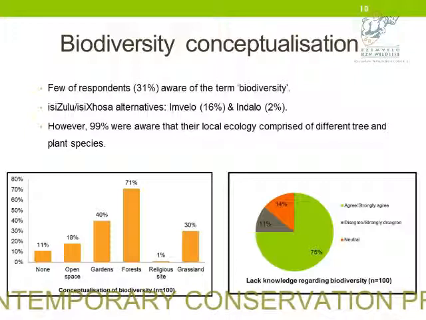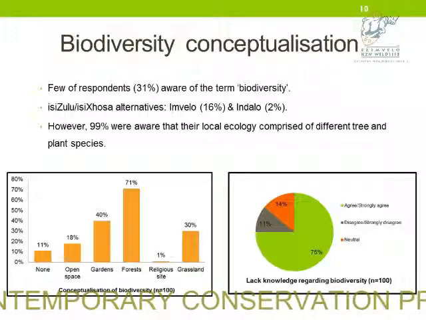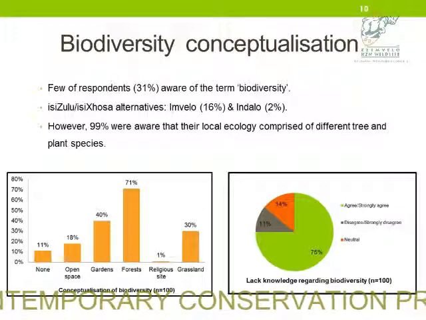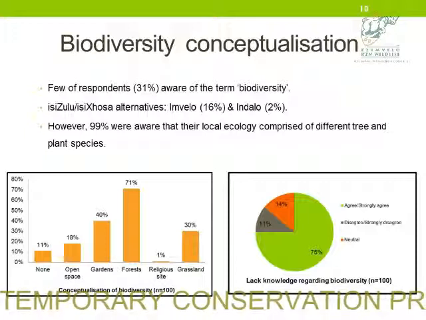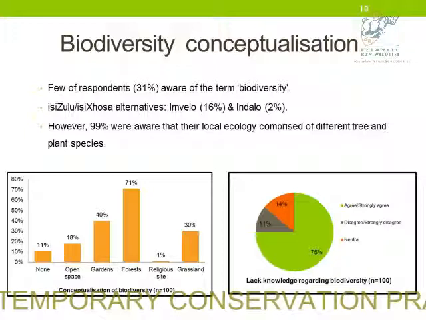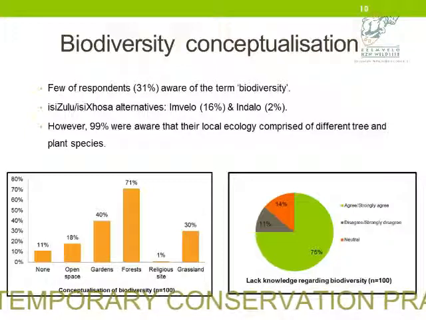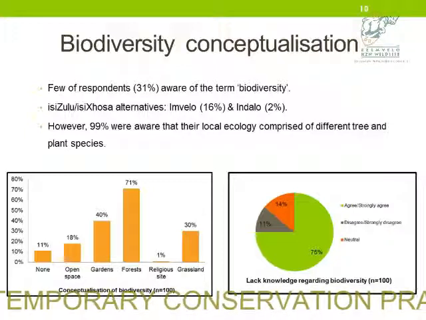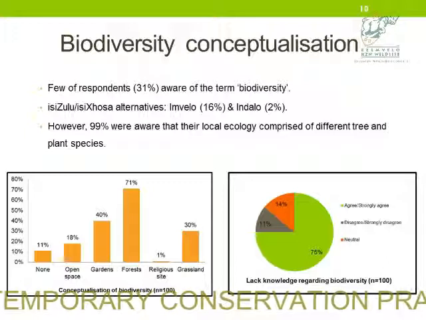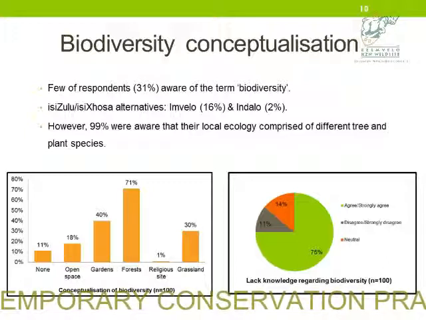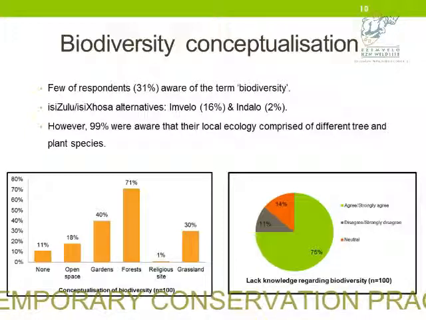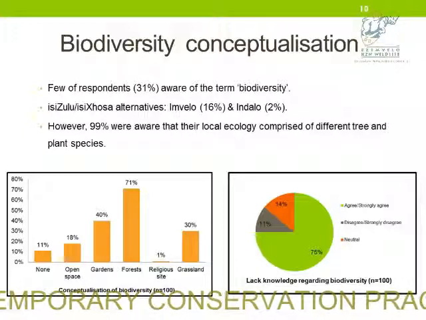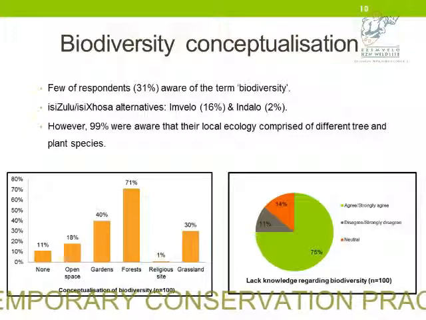When we further probed the conceptualization of biodiversity, community members conceptualized biodiversity as being forests, with very small amounts seeing it as some form of religious site. And even though there was a lack of awareness of the term biodiversity, 99% of the respondents were aware that the surrounding ecology comprised different tree and plant species.